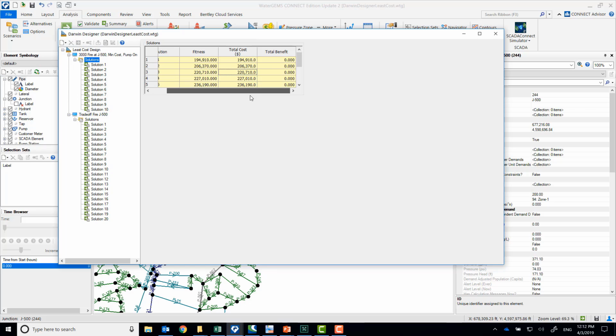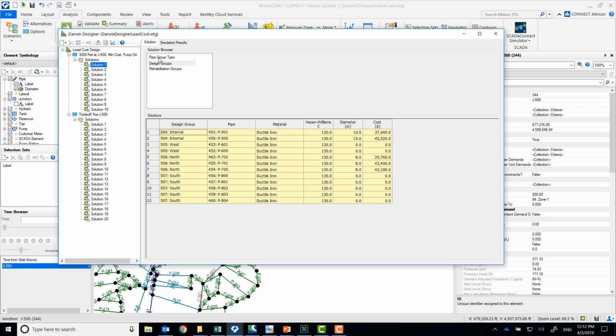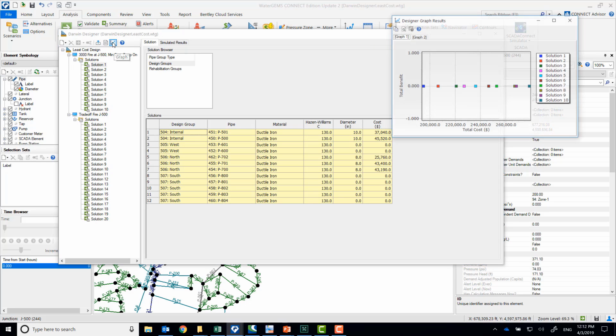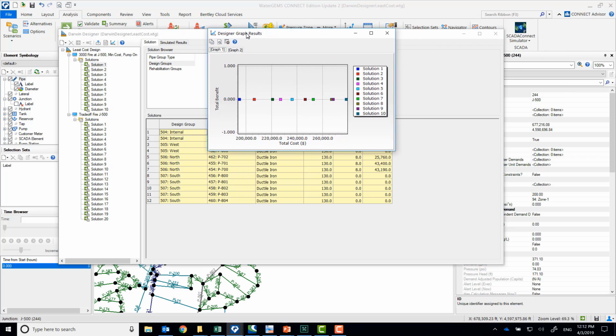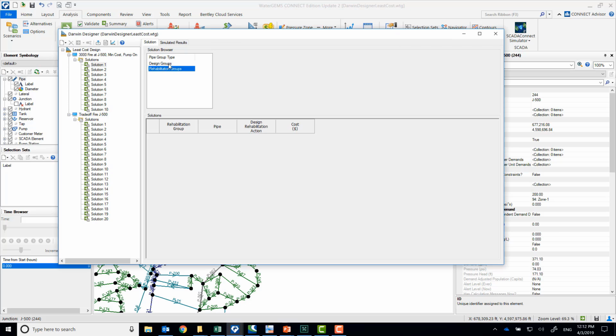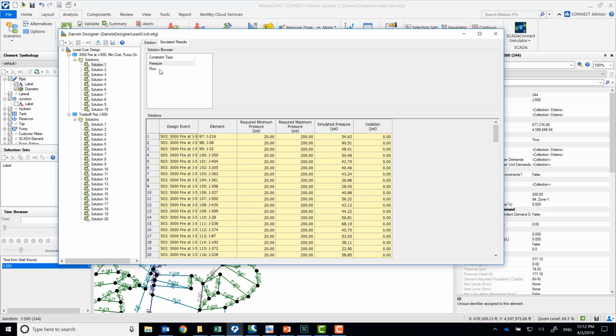The least cost solution is $194,000. Okay, and let's take a look at what that design is. I'm going to do a graph here. So you can see that there's basically no additional benefit. So it's going just for the bare 20 psi at all nodes. Obviously, some nodes will have more than that, but the most critical ones would have 20 psi, which is what we're requesting.